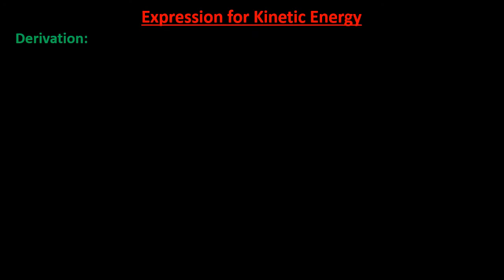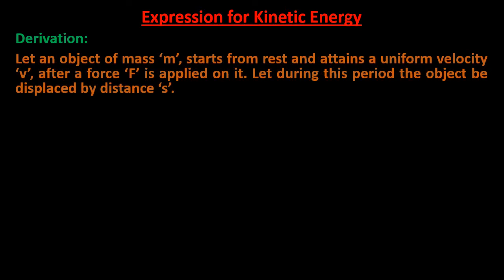Now we have to suppose that the object is initially at rest, having mass m, and we apply an external force on it to set it in motion. When we apply the force, it will start moving with a velocity v. So let us write: let an object of mass m start from rest and attain a uniform velocity v after a force F is applied on it. Let during this period the object be displaced by a distance s.